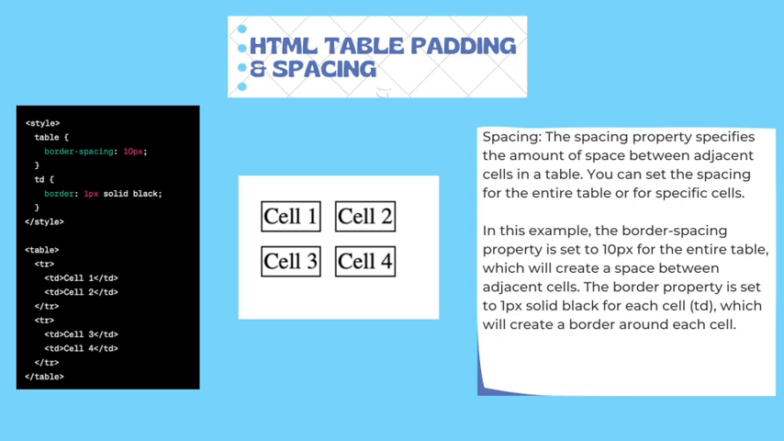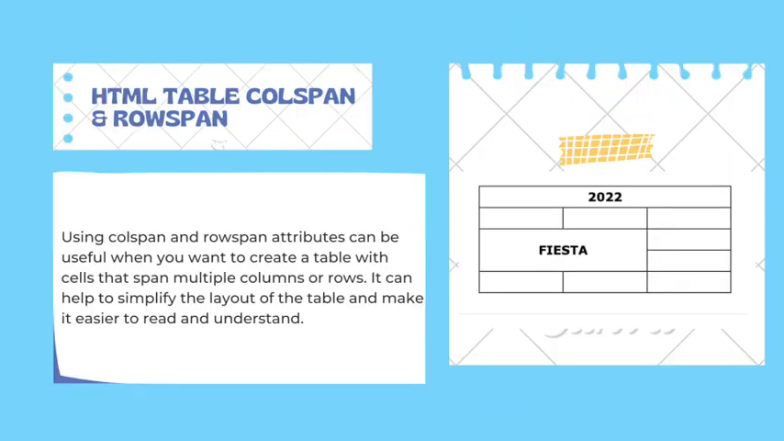You can set the spacing for the entire table or for a specific cell. In this example, the border-spacing property is set to 10 pixels for the entire table, which will create a space between adjacent cells. The border property is set to 1 pixel black for each cell, which will create a border for each cell. So now let us know about HTML table colspan and rowspan.